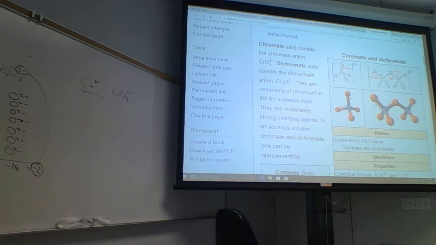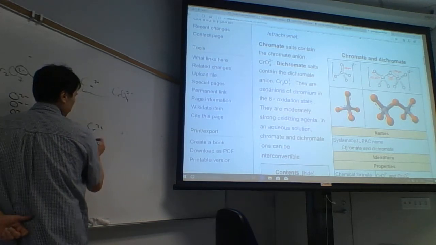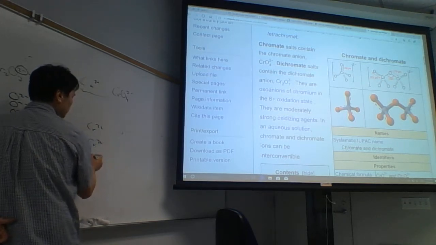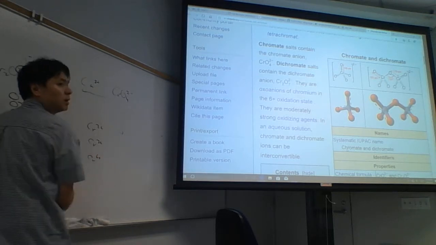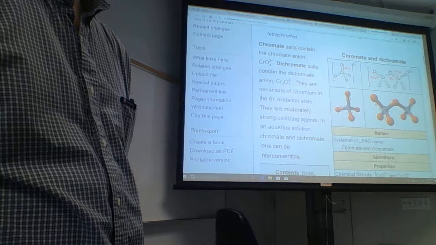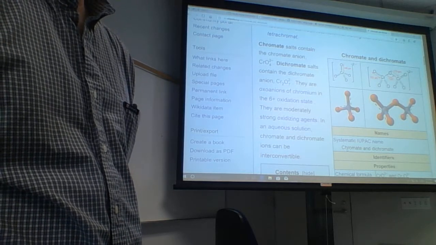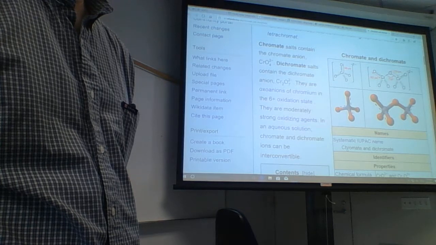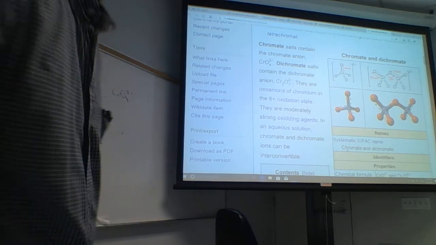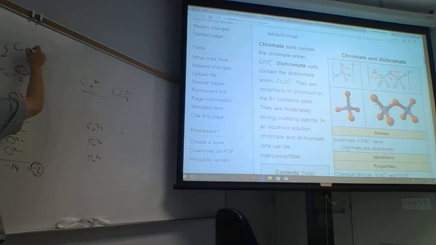Okay, so now the distinction. Usually if I have chromium 2 plus, no problem. If I have chromium 3 plus, no problem. But if I have chromium 6 plus, big problem. Chromium 6 plus is not happy. And so this is not one of the ions you memorize because it's terribly unhappy. It's not going to exist by itself. And the only way it exists is because it's inside here. If it's inside here, we call it chromium with the Roman numeral 6.